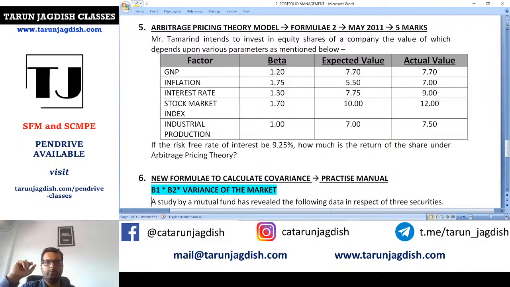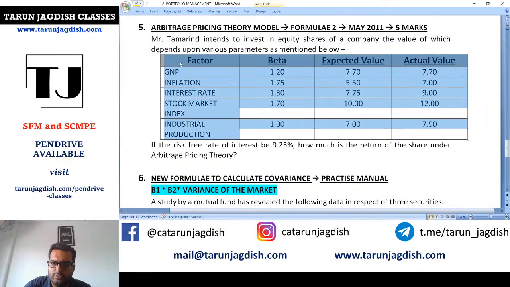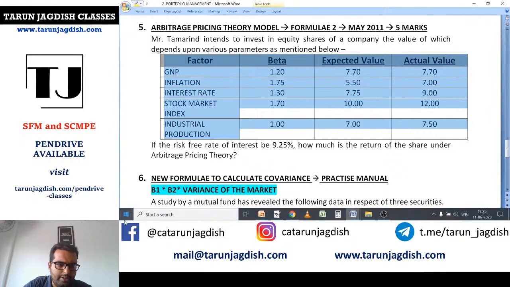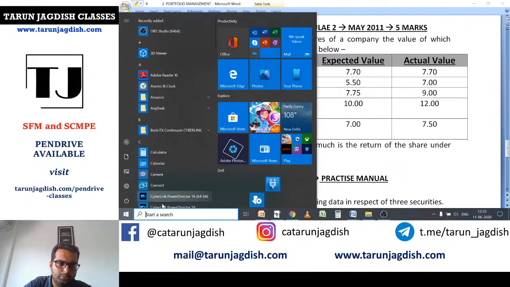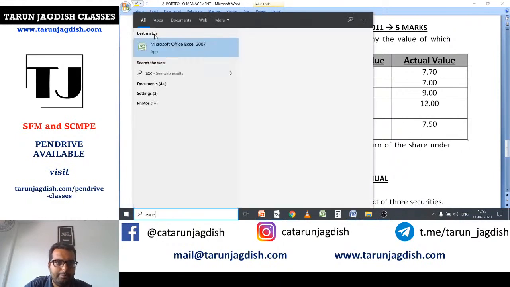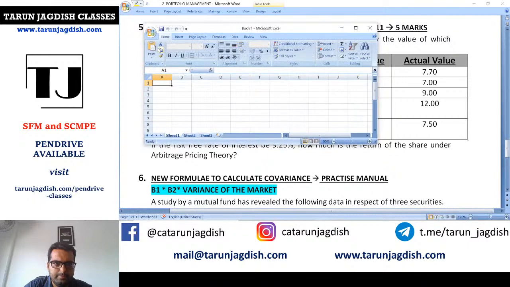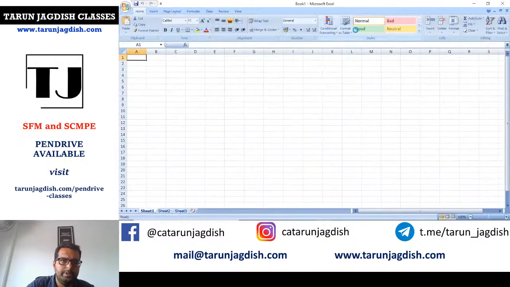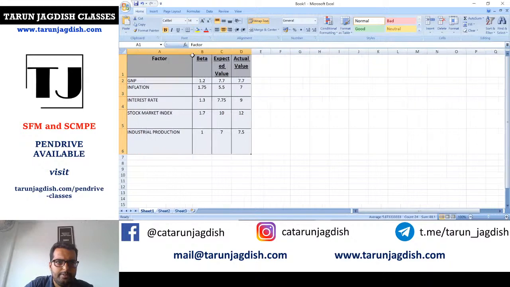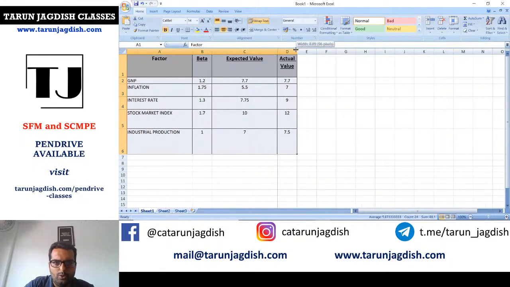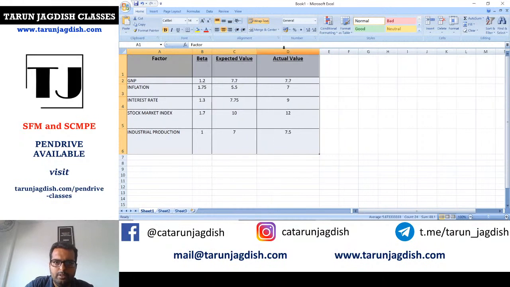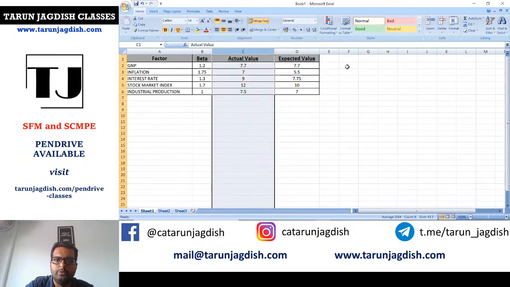Alright friends, have you gone through this question now? In this question we need to find out the return using the arbitrage pricing model. It's a very simple thing. Friends, I will do this in Excel so that I can get the answer faster. The formula is very simple. Here everything is given, expected value, actual value, everything. I'll just take MS Excel. I'll paste these numbers over here. Only one rearrangement is required: actual value comes first and then expected value. That is the only way they have tried to confuse you.